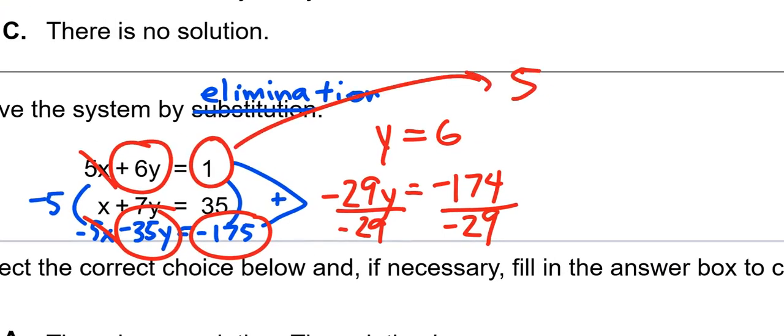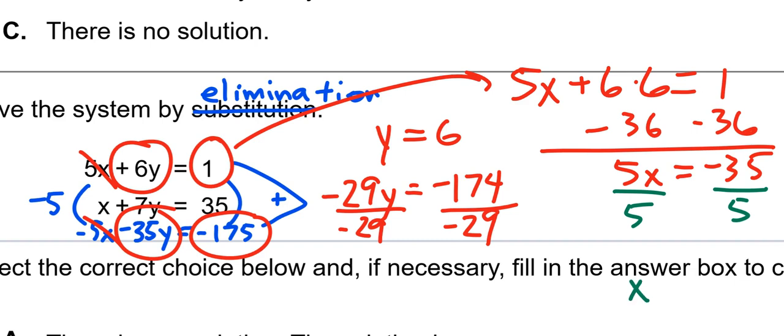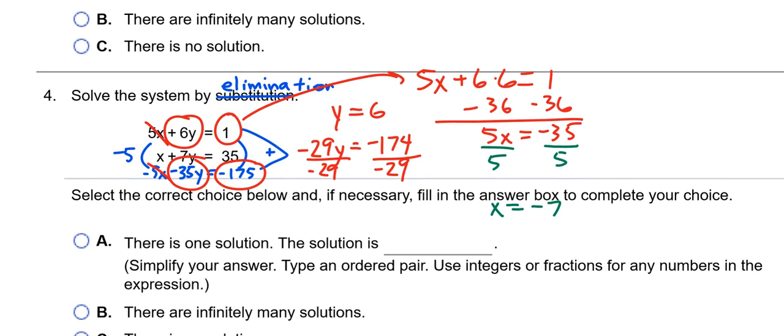Alright, so 5 times x plus 6 times 6 equals 1. Alright, so I'm going to subtract 36 from both sides, giving me 5x equals negative 35. So now what? Divide by 5, what do I end up with? Negative 7. What's the answer to my question? Negative 7 comma 6.